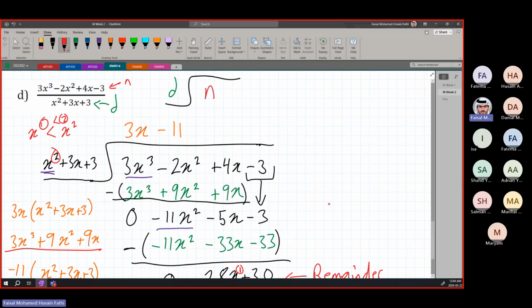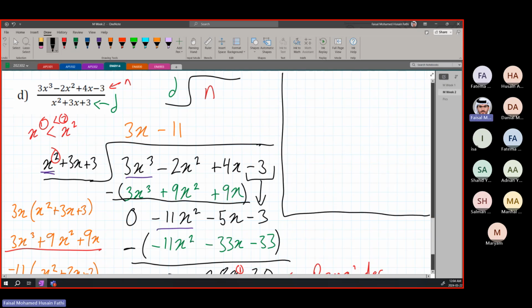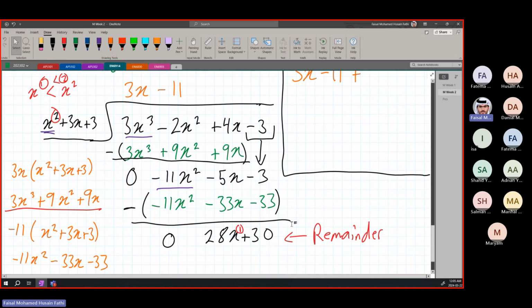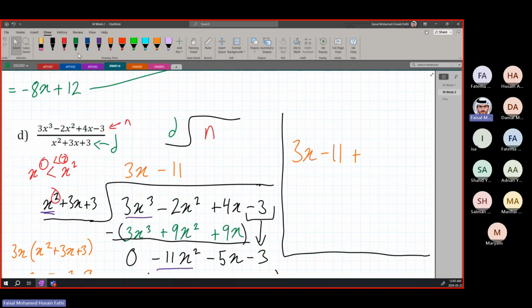So the way you will write the solution to this is, you will write the 3x minus 11 like it is, then you will add the plus, and you will put your remainder. What's your remainder? 28x plus 30, divided by the denominator we have, which is all of this. So divided by x squared plus 3x plus 3.